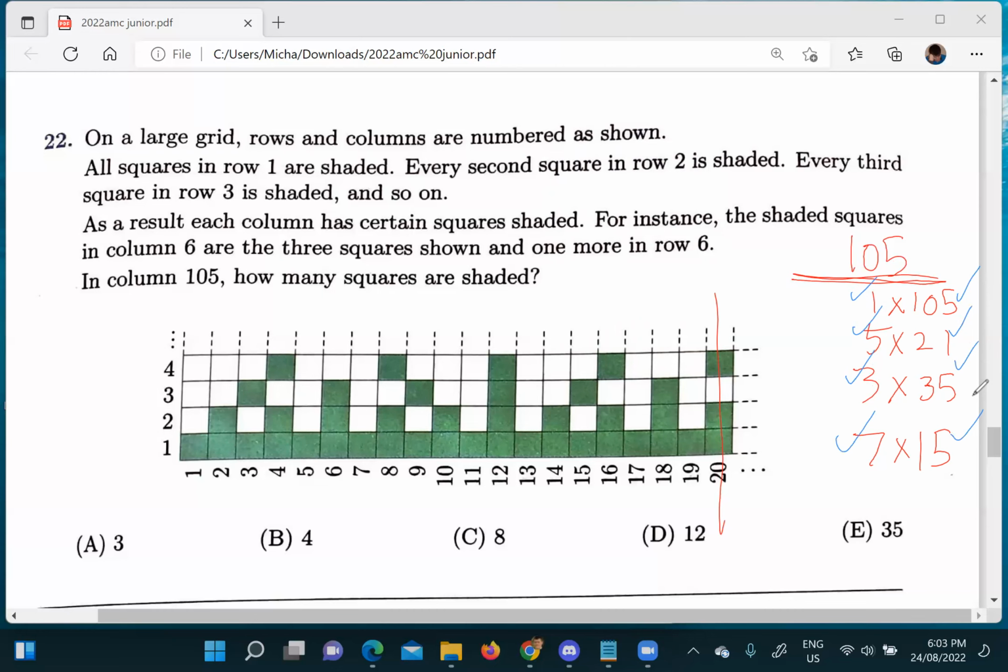See, 105 is a factor of 105, right? 21 is a factor of 105. 35 is a factor of 105. Yeah? So how many factors are already listed there? How many factors are here at the moment? Eight. There's 8 blue ticks, yeah? Yeah, 8.